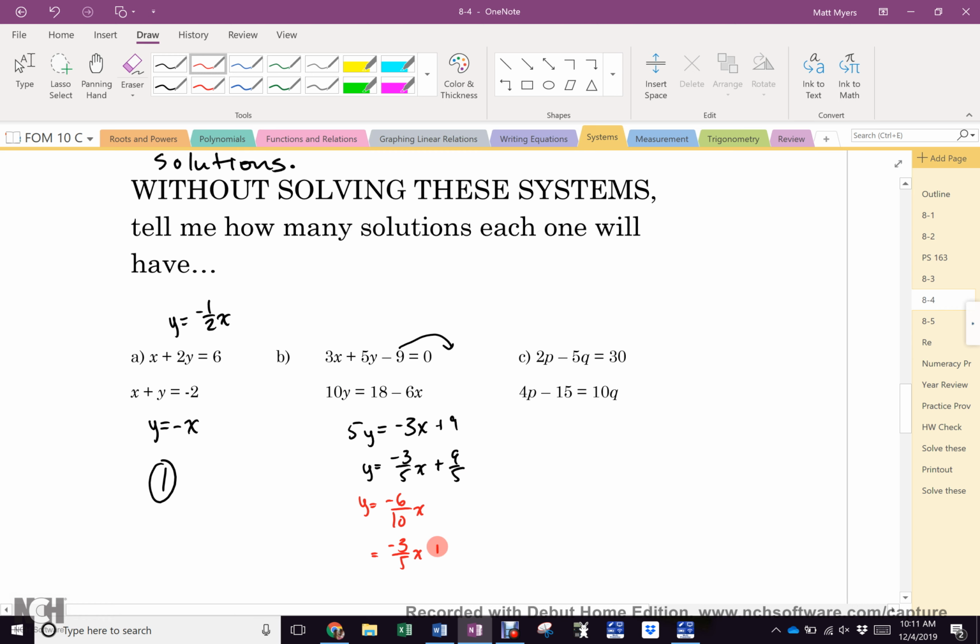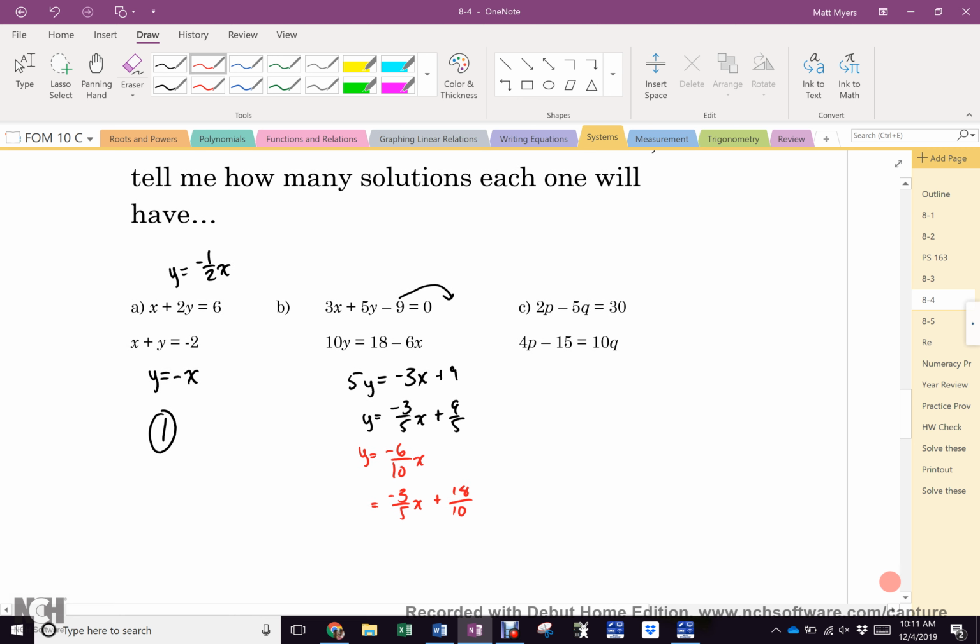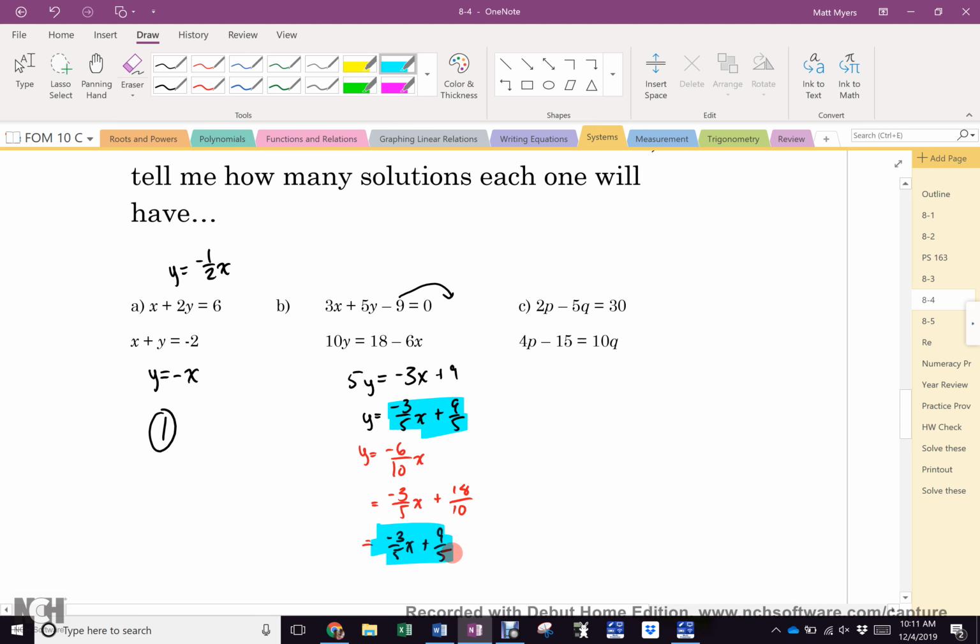So this is plus 18 over 10. What's that? It's the same, 9/5, yeah? So what do we have? Same line, so it's infinite, yes? Now, obviously, what's this one going to be? It's going to be the 0 one, right?